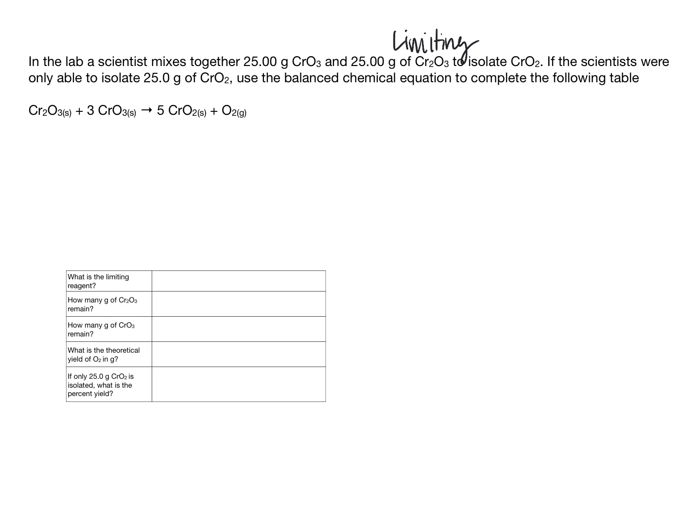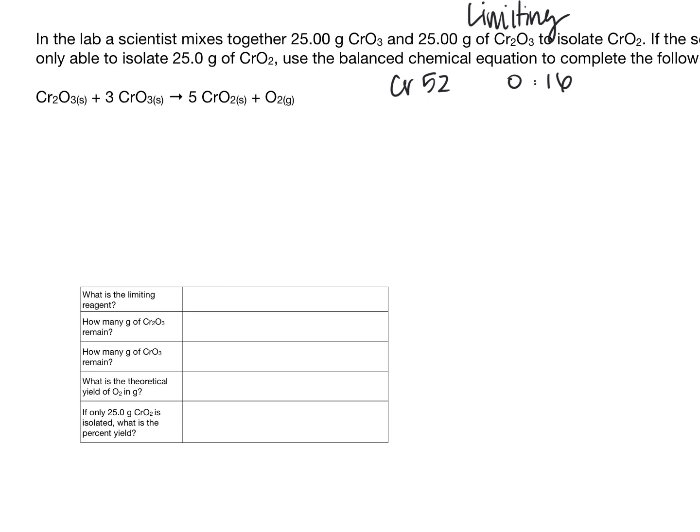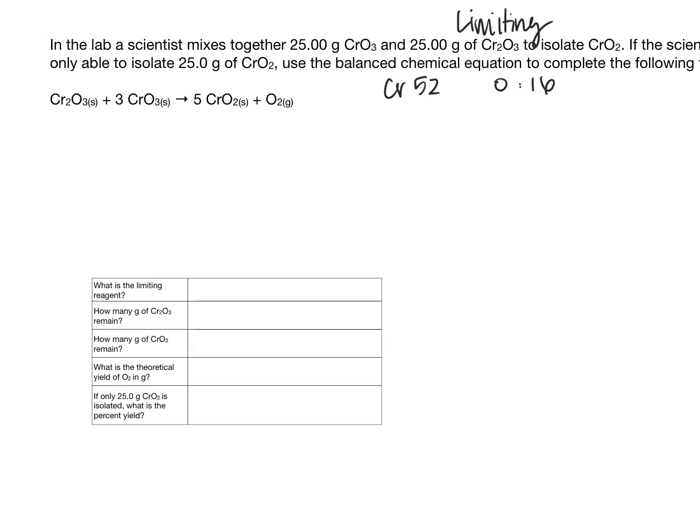the first thing I'm actually going to do is determine the molecular weight for each and every one of these. So chromium's molecular weight is 52, and oxygen is 16. So these molecular weights are going to be as follows: 152, 100, 84, and 32. The reason I did that first is so that as we set these up, we can use these quite quickly. So I'm going to start with the CrO3.